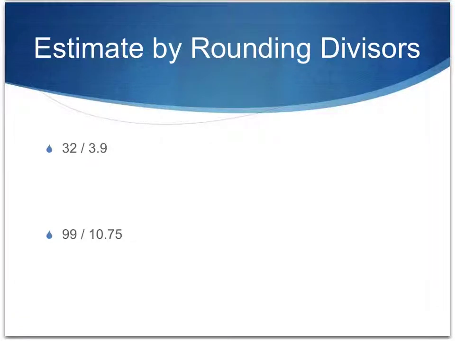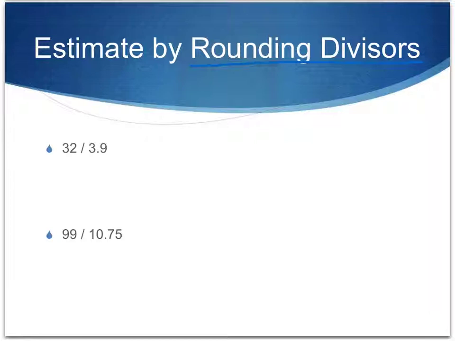In this next slide, we have a couple of different examples. This time you'll notice in 32 divided by 3.9, 32 is a whole number, not a decimal. And then 3.9 is the decimal, so we've changed it. Notice our slide title is Estimate by Rounding Divisors.